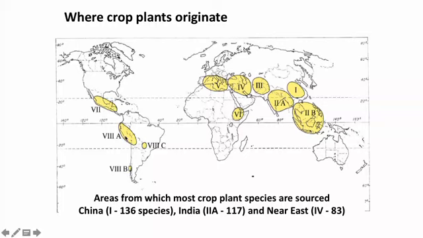But the really intense places of species, if you look at China, which is one here, really 136 species of food plants have been domesticated from China. India was also important. The Near East in here was also important. And of course, we had tomatoes and potatoes from South America. So there are areas where there's a lot of genetic diversity in particular species which agriculturists have used.